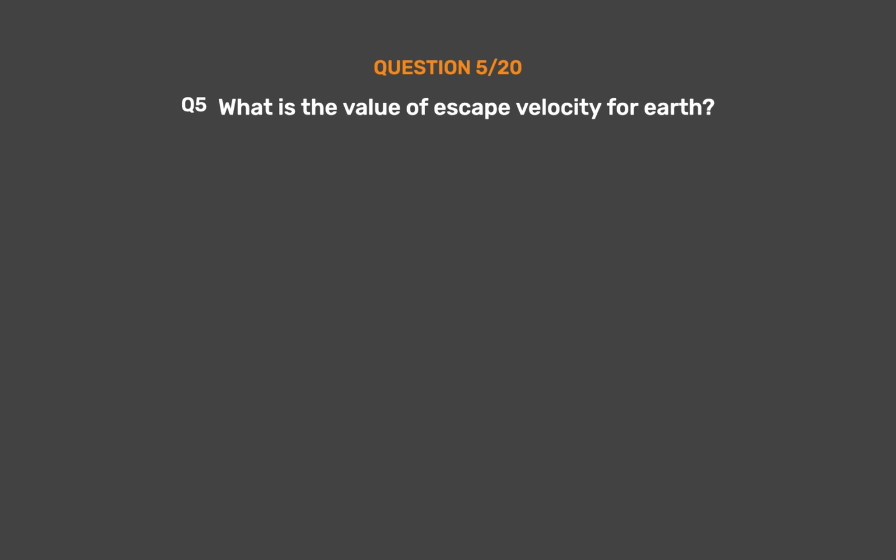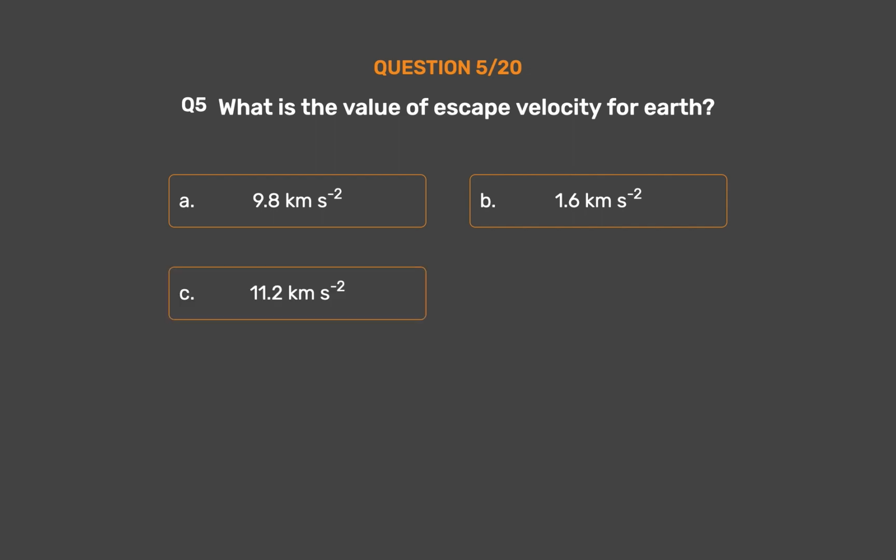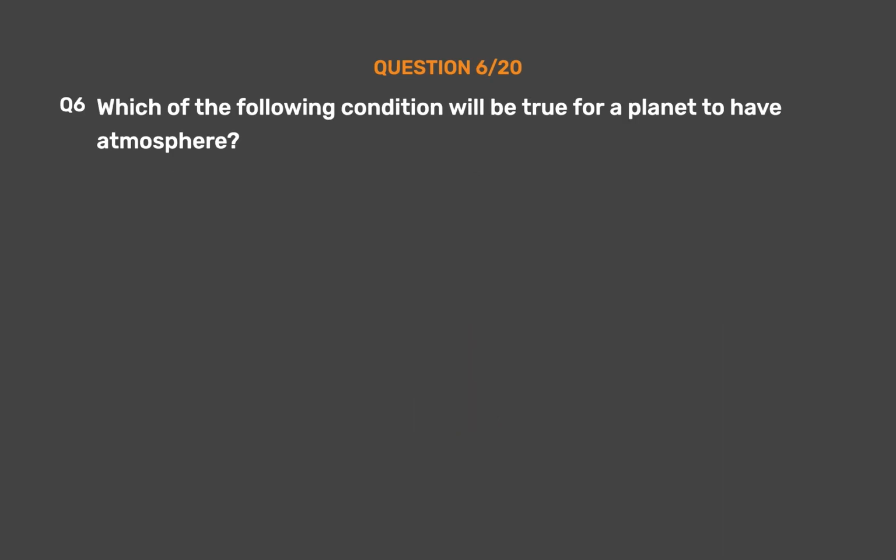Question number 5. What is the value of escape velocity for Earth? Option A. 9.8 kilometers per second squared. Option B. 1.6 kilometers per second squared. Option C. 11.2 kilometers per second squared. Option D. 7.92 kilometers per second squared. The correct answer is Option C. 11.2 kilometers per second squared.